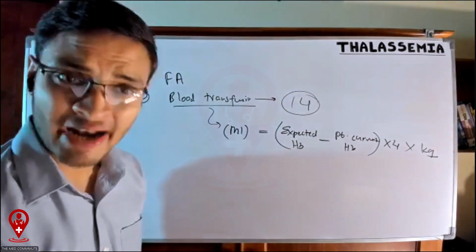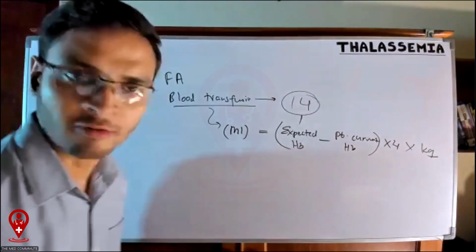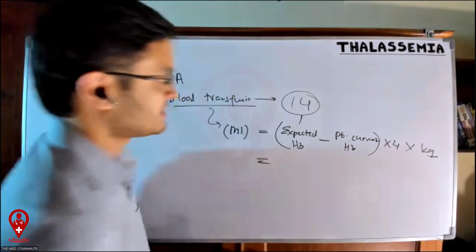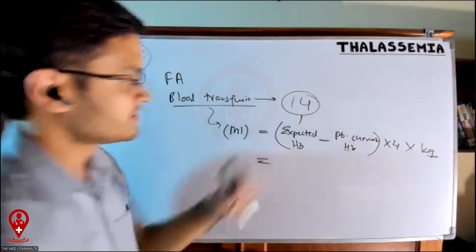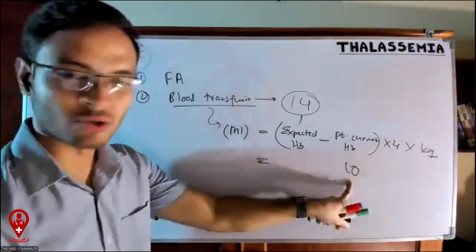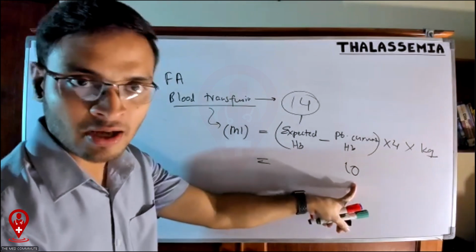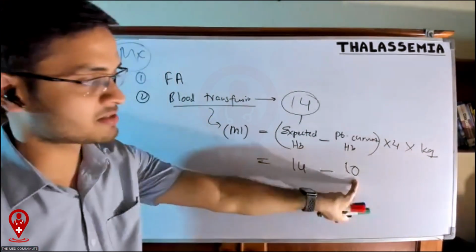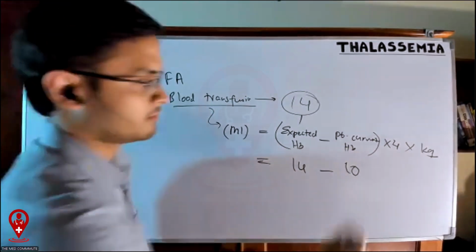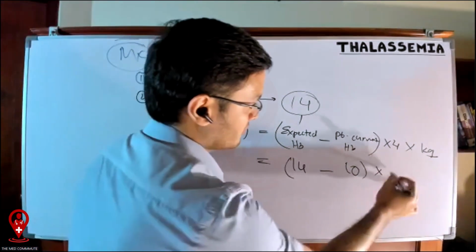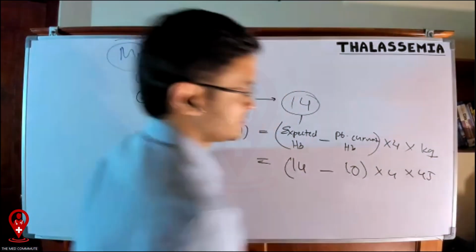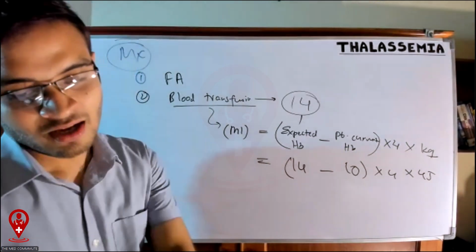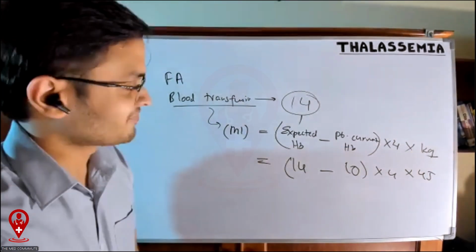What is the expected hemoglobin now according to the latest guidelines? 14, right? Usually when it is less than 10 only, we transfuse. But just to make the calculation easier, our expected is 14. Let's say our patient's current HB is 10, into 4, and he's a 45 kilogram child, a 13-year-old. Now can someone calculate and tell me?